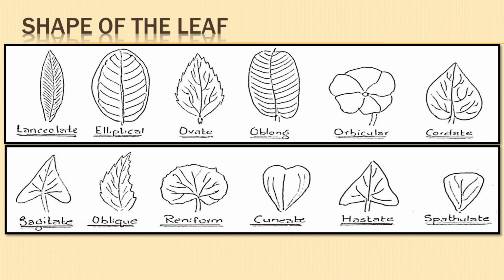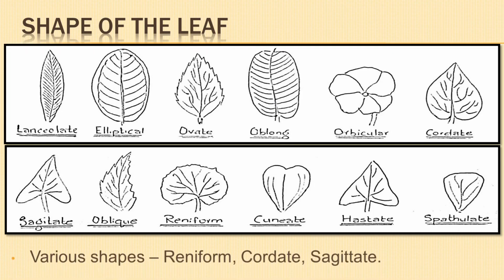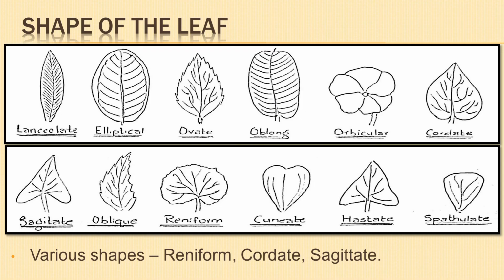Leaves are found in various shapes and sizes. Long and narrow leaf as in grasses, round or orbicular circular leaf blade as in lotus, reniform or kidney-shaped as in Indian pennywort, cordate or heart-shaped leaf lamina as in betel, sagittate, an arrow-shaped leaf blade, and many other shapes as shown in the diagram.